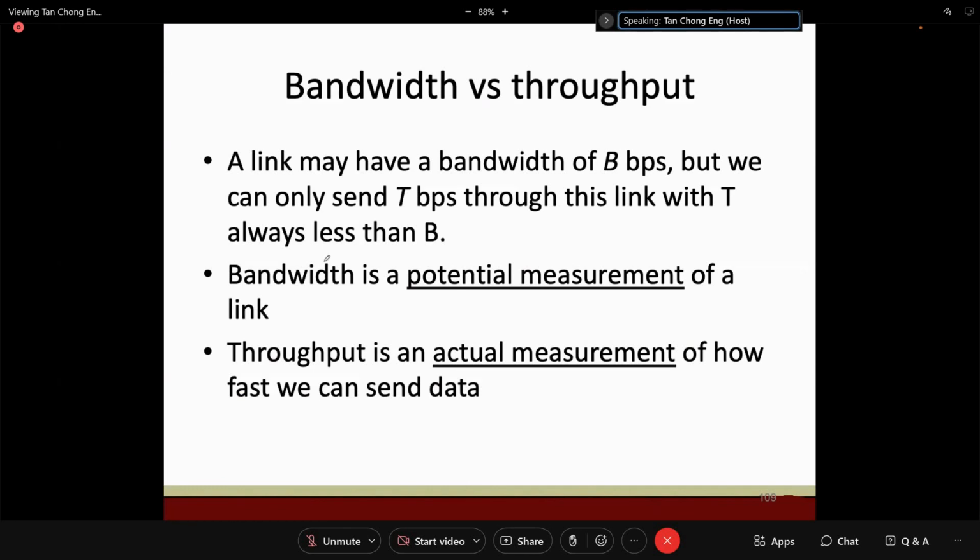Okay. So bandwidth is a potential measurement. Throughput is the actual measurement. In short.